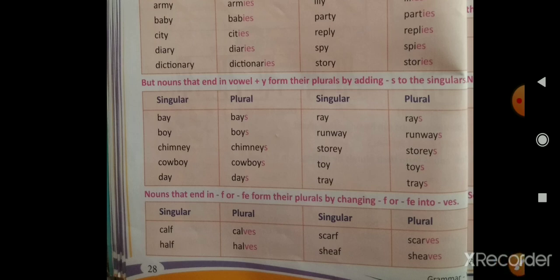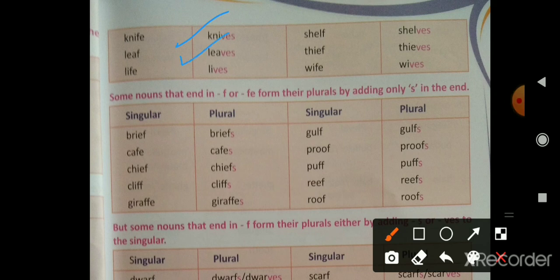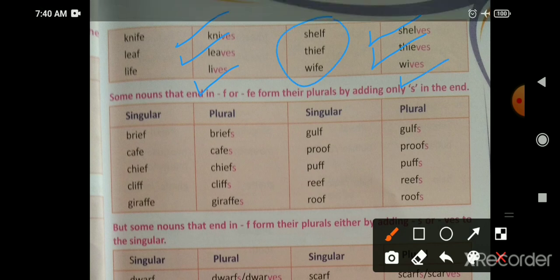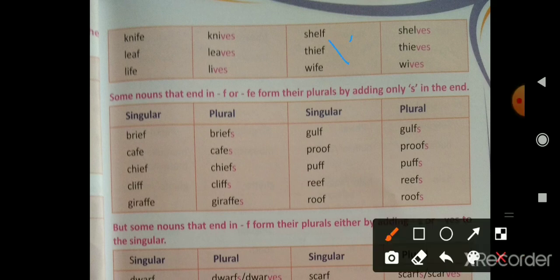Now on the next page, it is knives, then leaves, lives, then shelves, thieves, and wives. As we can see, all these words end with fe or f, so we will add ves to make them plural.